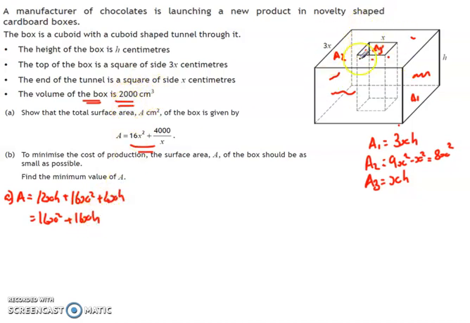Now, we know for the volume, it's length, breadth, height, but we've got this bit here in the middle that we've cut out. So the overall volume is going to be the volume of the big box, take away the volume of the wee box.